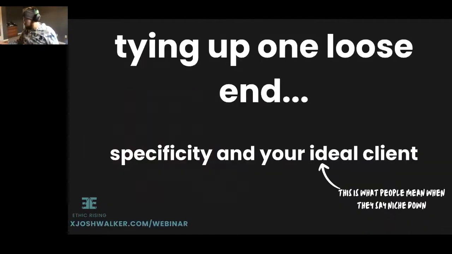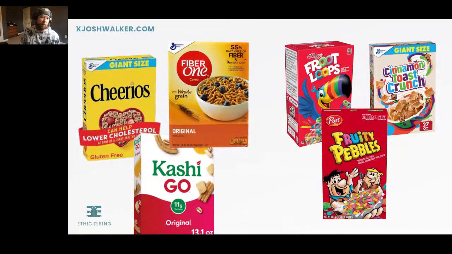Now, before we move on to market research, I wanted to tie up one loose end from last week on packaging, because I felt I left out a crucial component about packaging, and that is specificity and an ideal client. So if you recall, when we went back to these cereals, we had an ideal client, like 11 grams of protein. That's for someone watching their protein intake, and it's probably for someone that's living a healthier lifestyle. Maybe they're a runner, or maybe they're a person working out and they're trying to up their protein intake.